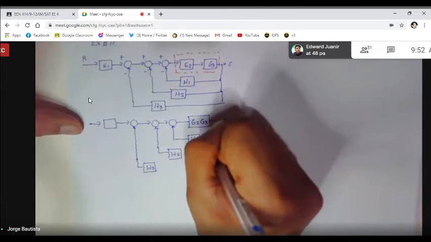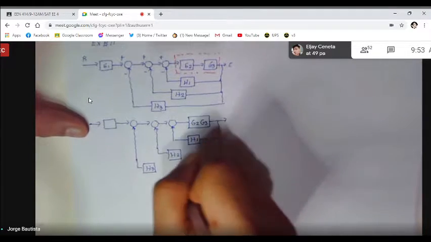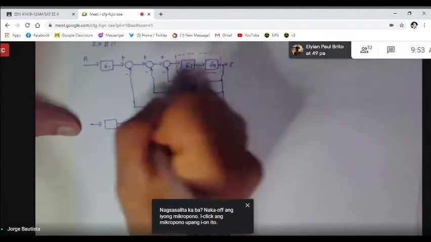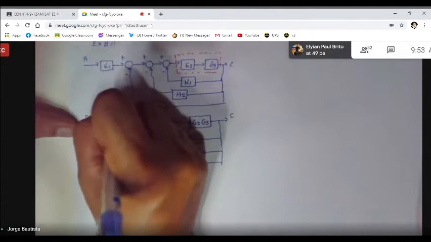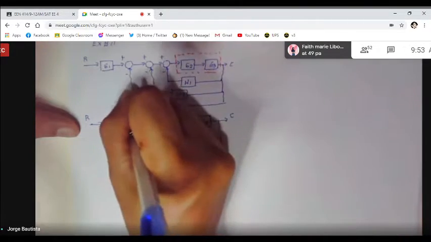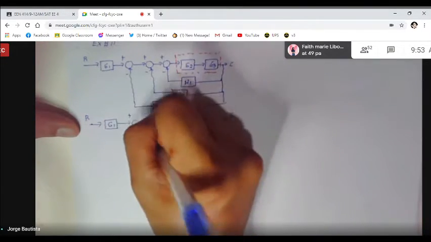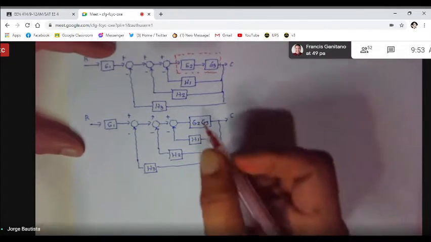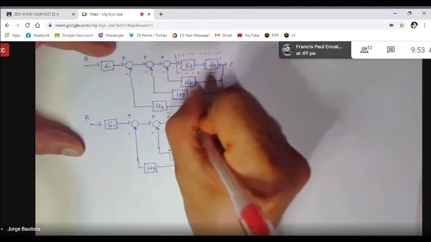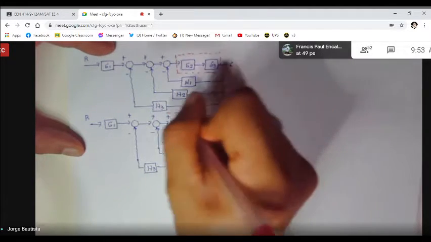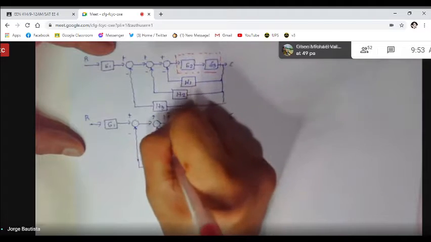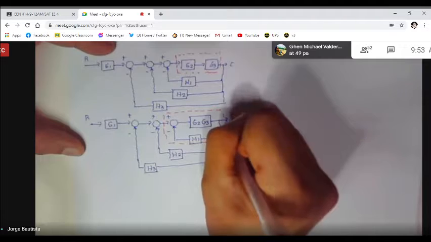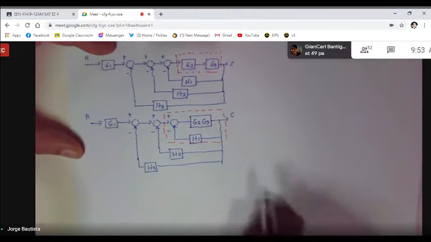Okay, so ito, isa lang connection nito, pababa, ayan, lagyan natin dyan. Okay. So you have C, you have R, you have G1. Okay, so you have positive, negative, positive, negative, positive, negative. Okay, next, reduce this block. Ito yung internal feedback na tinutukoy doon kanina. Okay, so reduce natin to. Ayan, reduce. So isang block diagram na lang yan.